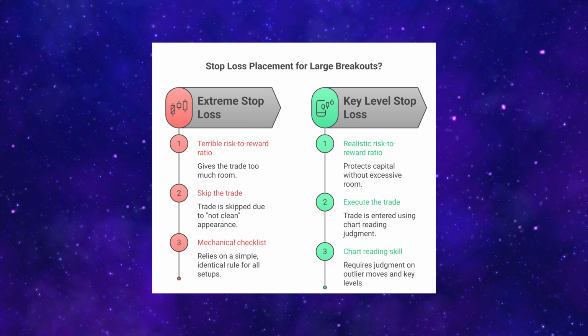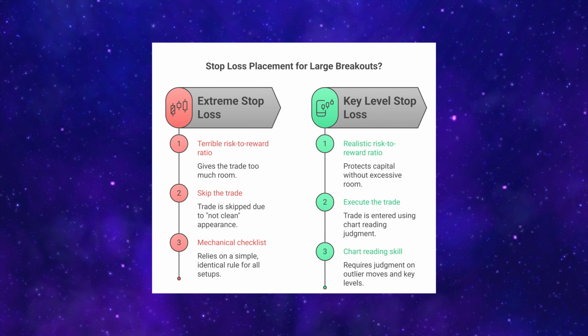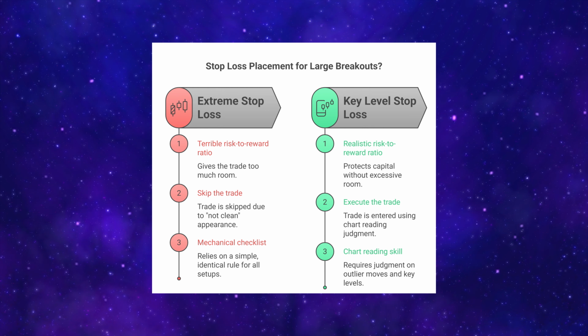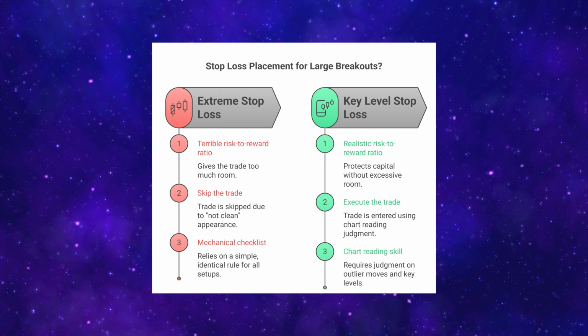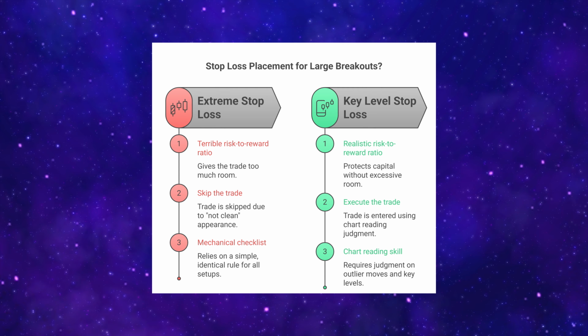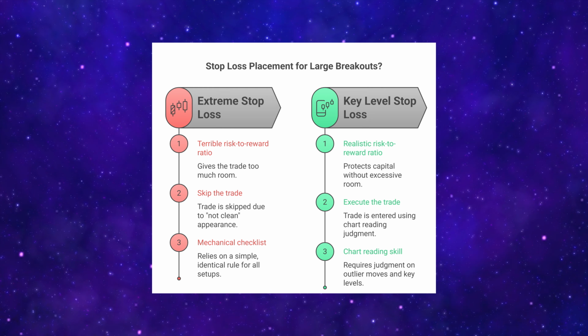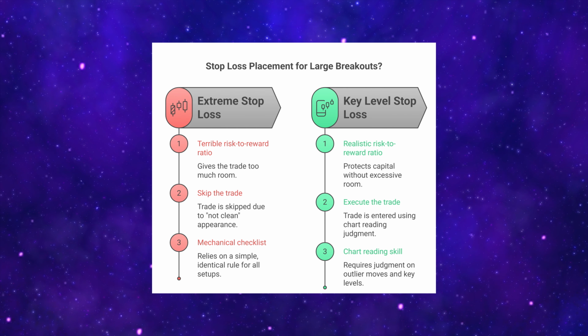Both of those are wrong. What you actually do is look for the nearest key level, a recent support or resistance zone, an order block, a small consolidation area, and use that as your stop loss instead. You're still protecting yourself, but you're not giving the trade so much room that the 2R target becomes unrealistic.